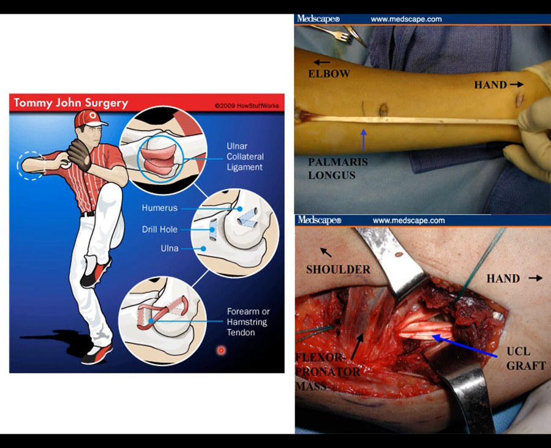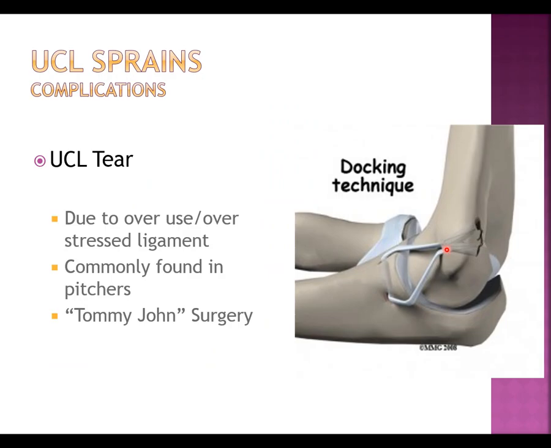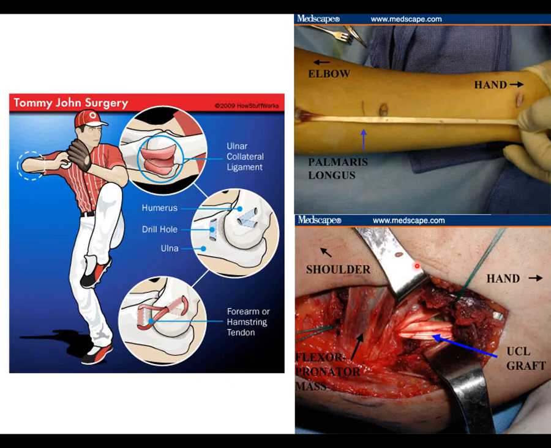So this is actually called a docking technique. Here's another picture of it on the last slide, where they just take it and sew it through the medial epicondyle and ulna, and now you have a new UCL in there that's been sewed through. They found that after this surgery, this new UCL made from the palmaris longus or hamstring tendon is actually stronger than your original UCL was.